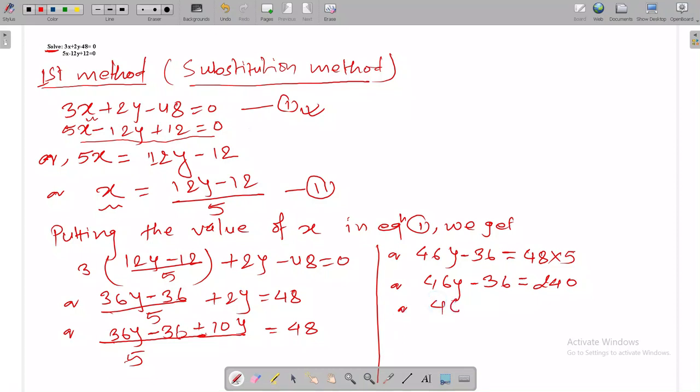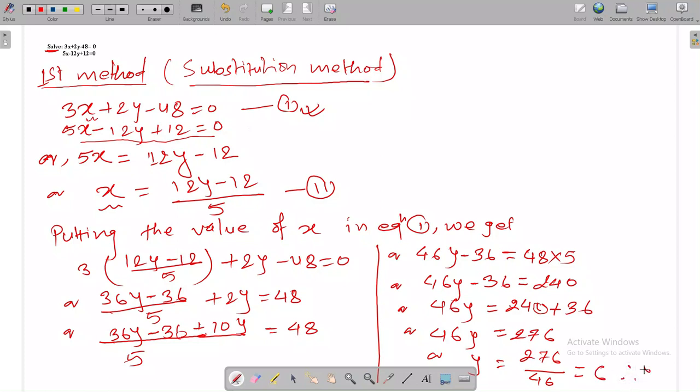Or 46y as it is equals 240, and this minus 36 will be plus 36, so 46y is equal to 240 plus 36, which is 276. Or y is equal to 276 divided by 46, which is 6. Therefore, y is equal to 6. This is the value of y.